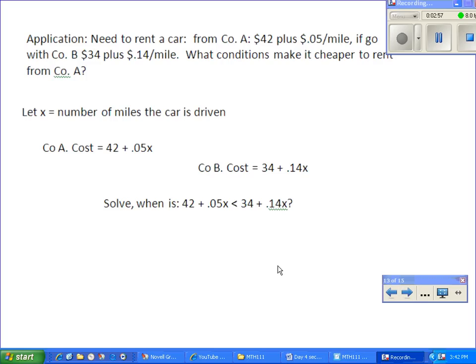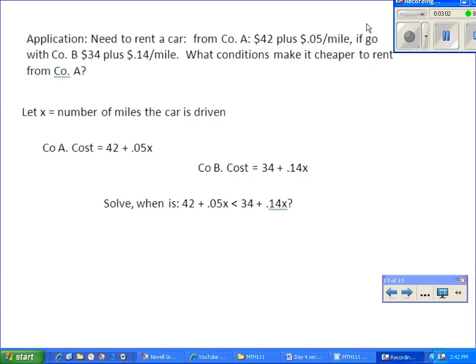And just a couple story problems we can set up just so you get a couple more examples here. Okay, so we're going to rent a car. We've got two options. Either we can go to Company A, they'll charge us $42 up front and then plus 5 cents a mile. Or if we go with Company B, they're going to charge us only $34, but they're going to charge us more per mile, 14 cents per mile. So we're wondering what conditions make it cheaper to rent from Company A. So the more miles we drive, the more promising Company A's deal looks because it's less per mile. But if we're only going to drive a few miles, Company B is going to turn out to be cheaper.